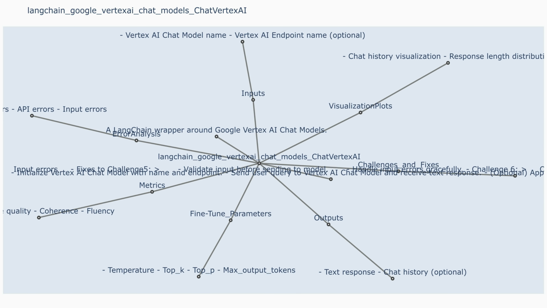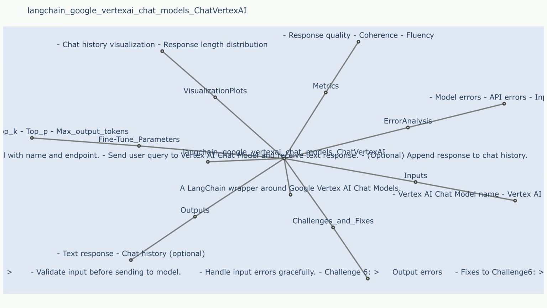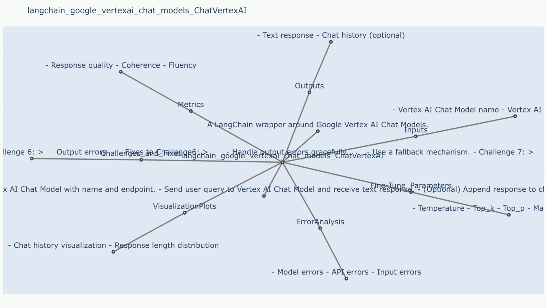LangChain Google Vertex chat models: ChatVertexAI. Description: the ChatVertexAI class allows you to interact with a Google Vertex AI chat model, providing a user-friendly interface for text-based conversation with an AI model. Inputs: model name, the name of the Google Vertex AI chat model. It should be a valid Vertex AI model name. Endpoint: the endpoint URL of the Google Vertex AI model. This is the URL you use to access the model for prediction requests.